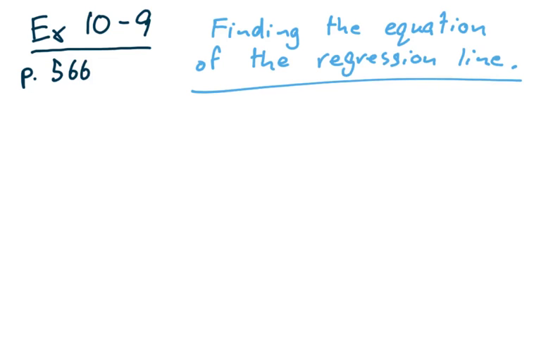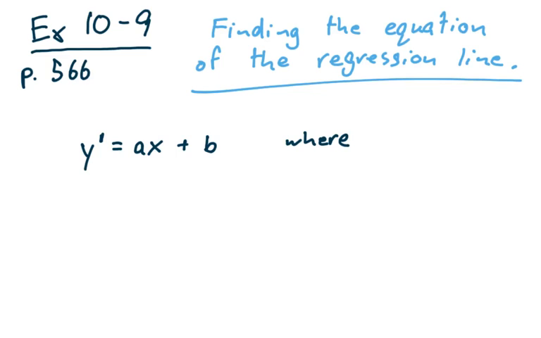This video is on example 10-9. This is going to be an example for finding the equation of the regression line. So we just introduced the idea of the line of best fit for the scatter plot of paired data that we're looking at. And let's remind ourselves of the equation for this.